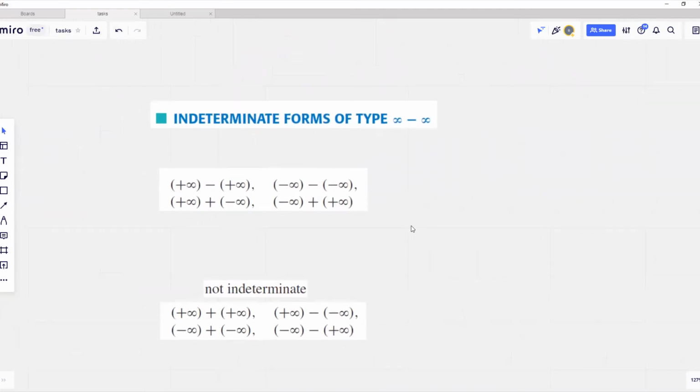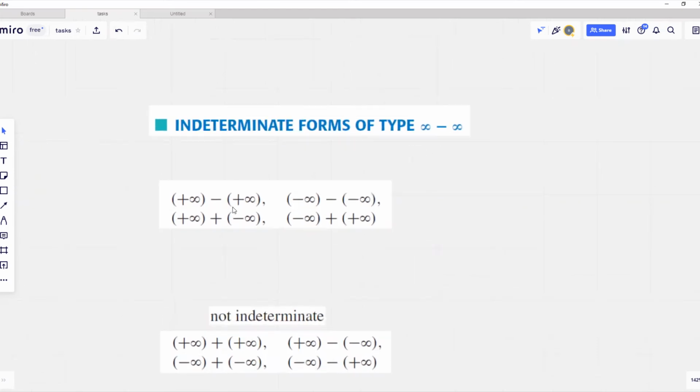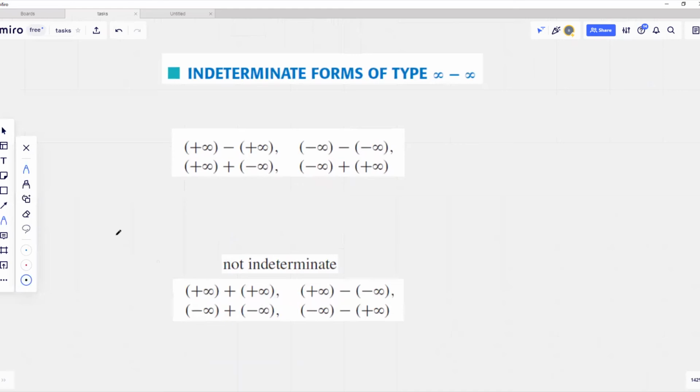Now, the next indeterminate type, infinity minus infinity, arises in the case when we subtract plus infinity minus plus infinity, or add plus infinity with minus infinity, or subtract minus infinity from minus infinity, or add minus infinity to plus infinity. However, in these types here, infinity plus infinity or infinity minus infinity, all these 4 cases are not indeterminate, since this is simply plus infinity, this is simply minus infinity, and so on.